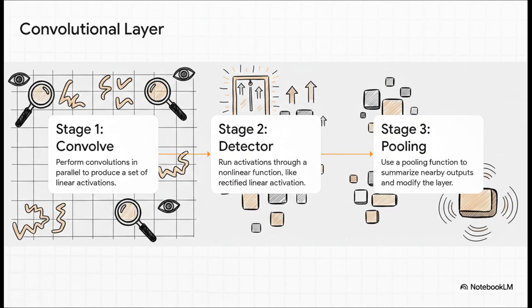First, convolve. This is where our specialist kernels scan the input to find features and create those feature maps we saw. Second, activate. A function like ReLU acts as a filter here, deciding which of those detected features are strong and important enough to pass on. It basically turns up the signal and quiets the noise. And third, pool. We summarize the map to make it smaller and more manageable.